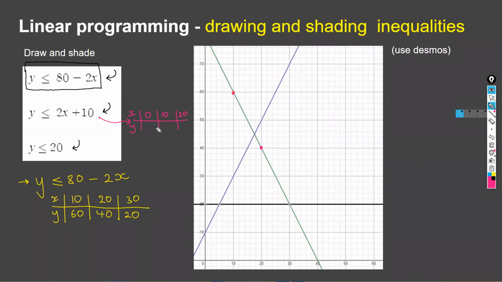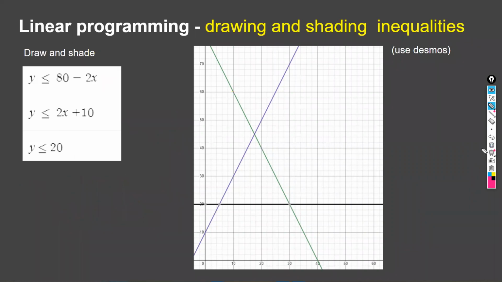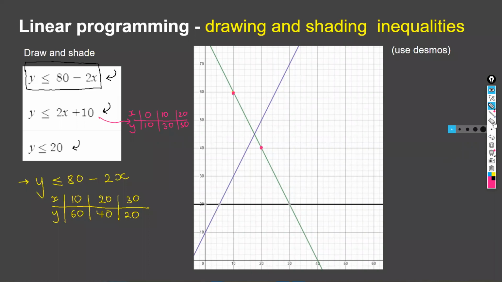When you choose the 0, well, 2 by 0 is 0 plus 10. So we get 10 here. When we choose 10, 2 by 10 is 20. 20 plus 10 is 30. And when we choose 20, 2 by 20 is 40, 40 plus 10 is 50. That's definitely, 0, 10 is here, 10, 30 is here. So it's definitely the purple line. Right, sorry about that. So the question is now, right? You could draw in the third line over here, the black one, right?